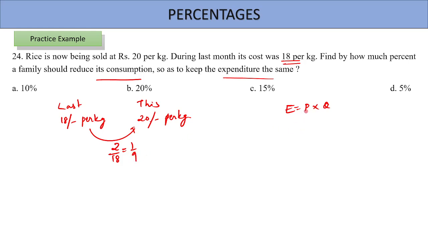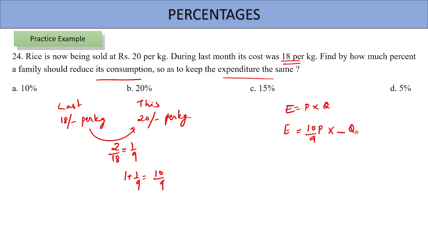So the value of P now will be, if my initial price was, let's say, P, then my new price will be 1 plus 1 by 9, which is 10 by 9 of P. So I have to keep the expenditure same, and my new price will be 10 by 9 of P.